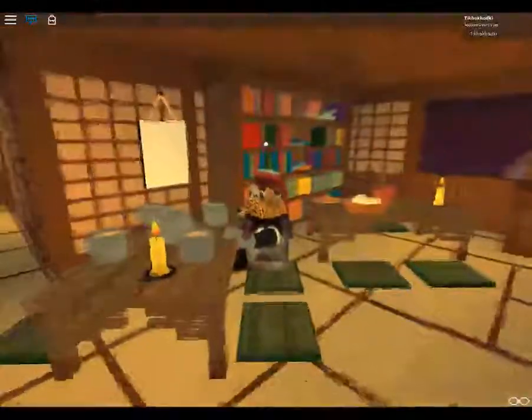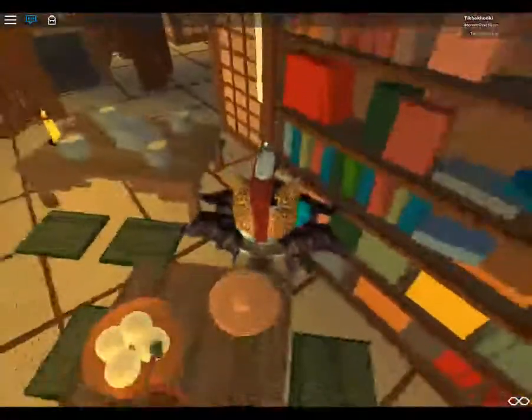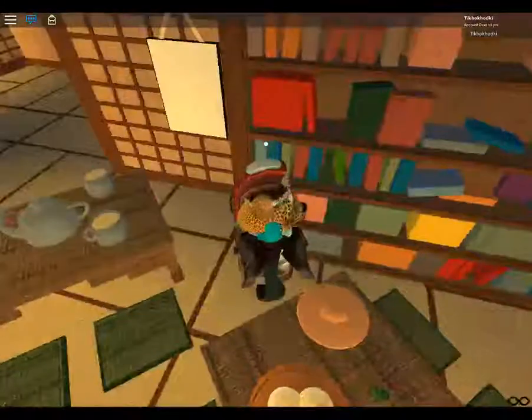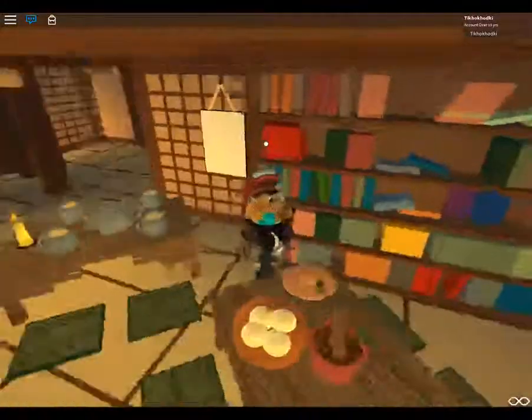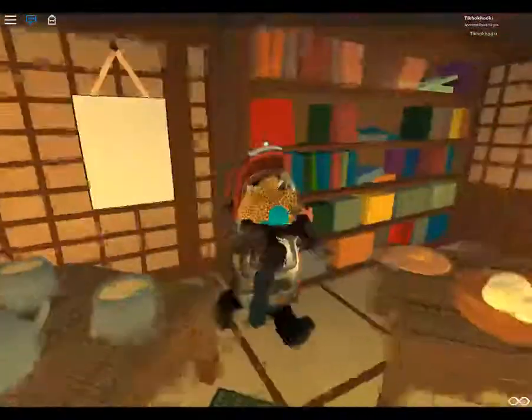These are books. Hon. Hon, hai. These are books, yes? Hon desu ne. Hon is a book. So, hon. Now this is red books. Akai. Akai is red. So, akai hon. Akai hon. Hai?